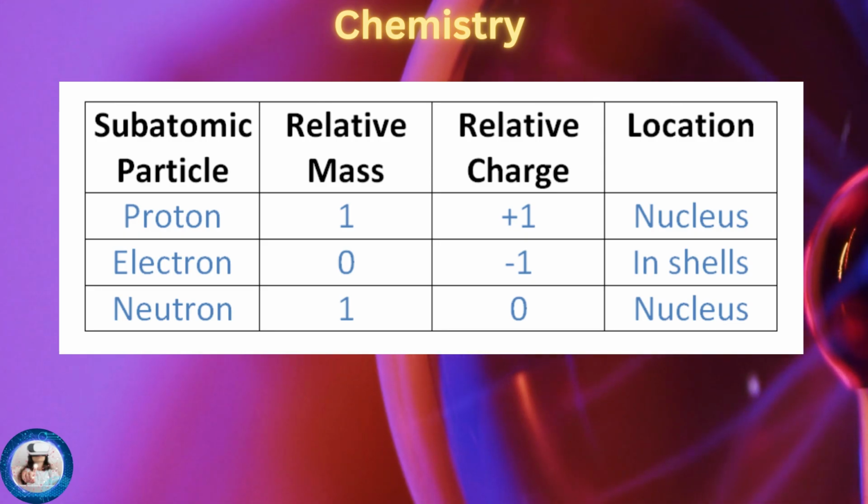If atoms have no overall charge, then what does it tell you about the number of protons and electrons? Well, let's look at an example. If an atom has 6 positive protons, then to be neutral overall, those positive charges must be cancelled by the atom having 6 negative electrons. So in other words, the number of positive protons equals the number of negative electrons in a neutral atom.